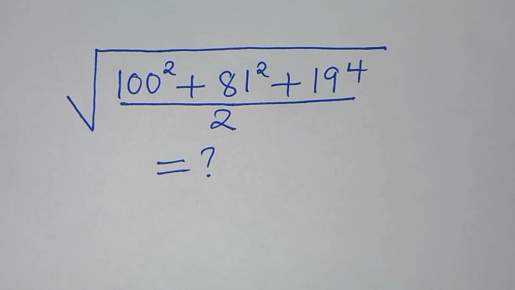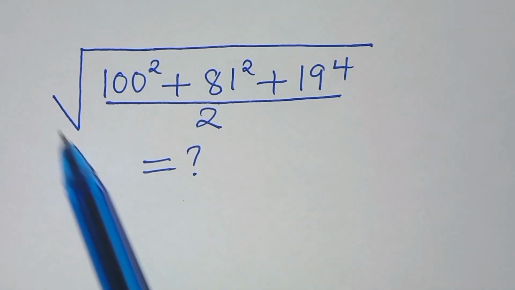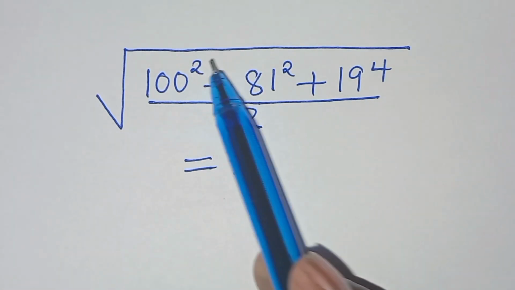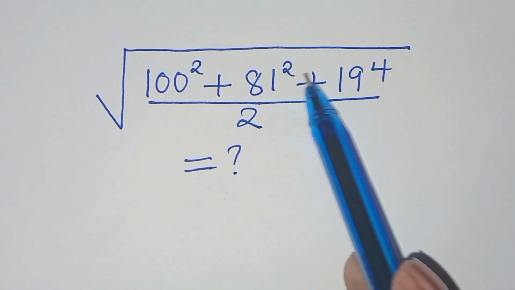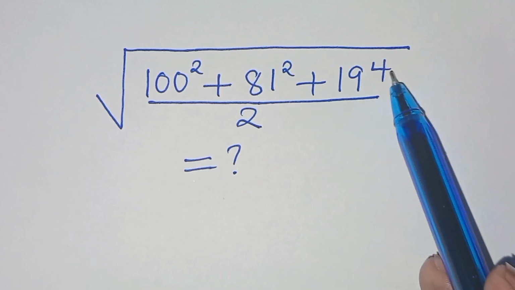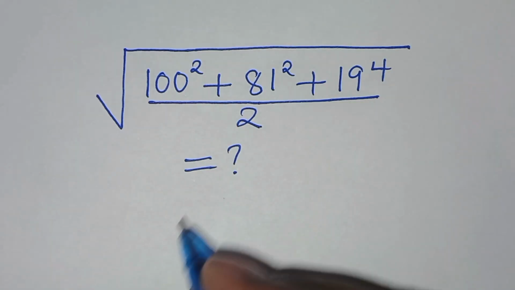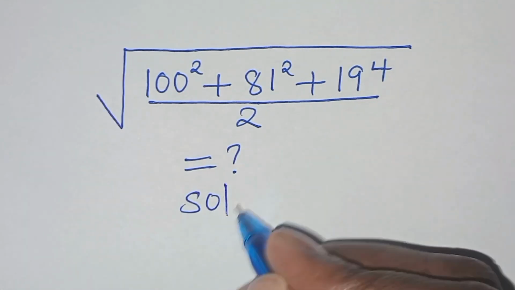Hello everyone, you are welcome to solve this nice square root math problem, which is the square root of (100 squared plus 81 squared plus 19 to the power 4) divided by 2. So how do we solve this? Let's provide a solution to this problem.